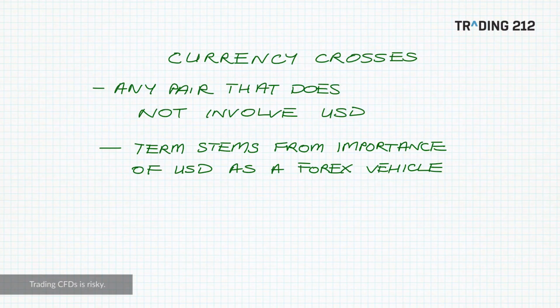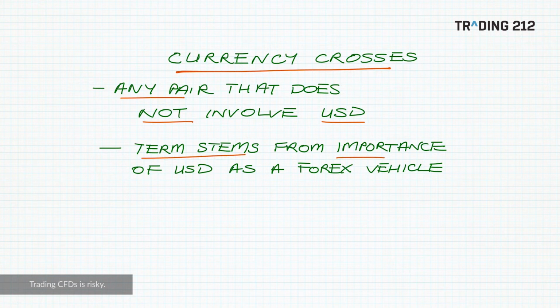So those are the 3 most traded major currency crosses, but a cross can include any 2 currencies that doesn't involve the US dollar. Let's now take a closer look at this and explain where the term cross comes from. A currency cross is any pair that does not involve the US dollar. The term currency cross stems, as with many aspects of the Forex market, from the conventions of the market and from the importance of the US dollar as a vehicle for foreign exchange transactions.